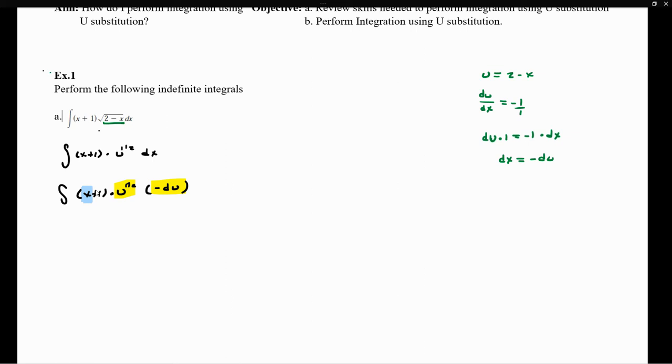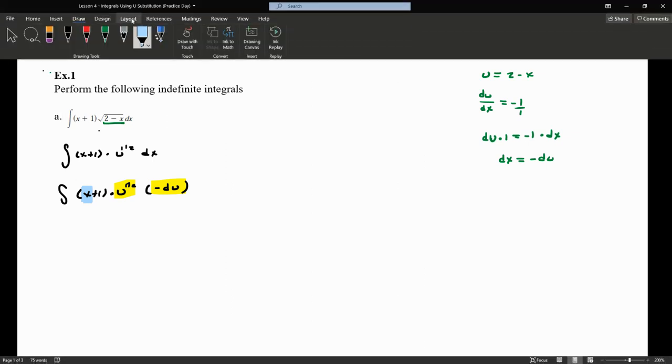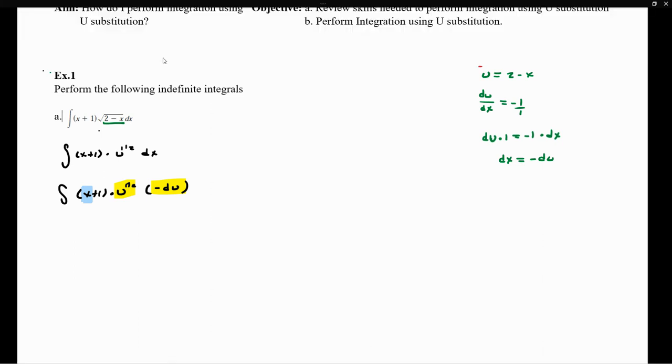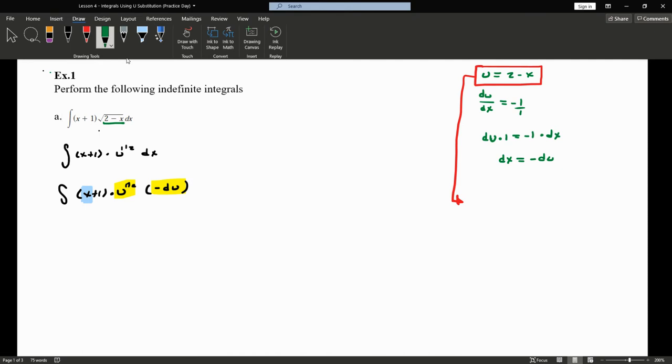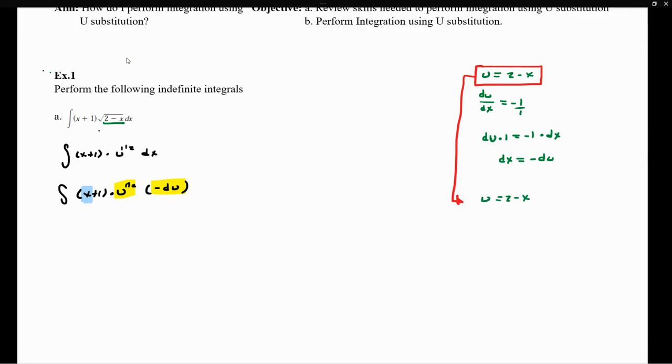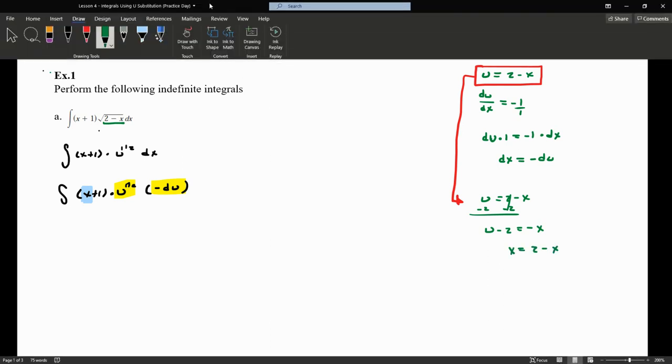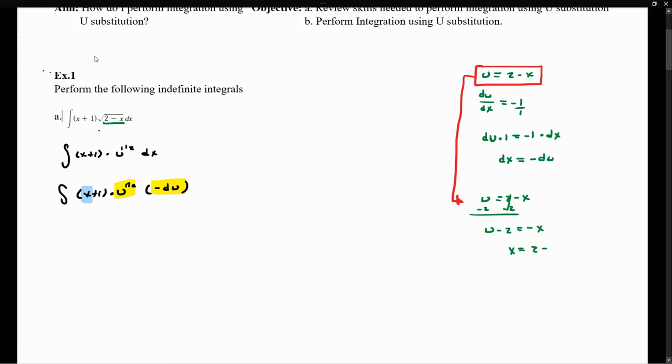So how can we write x in terms of u? Well, don't forget about how we define u. We said that u is equal to 2 minus x. We can manipulate this expression. So let me just rewrite it here: u equals 2 minus x. And let's solve for x. Look at what's going to happen when we do that. Take away 2, so we're going to get u minus 2 equals negative x. So therefore, x is equal to 2 minus u.